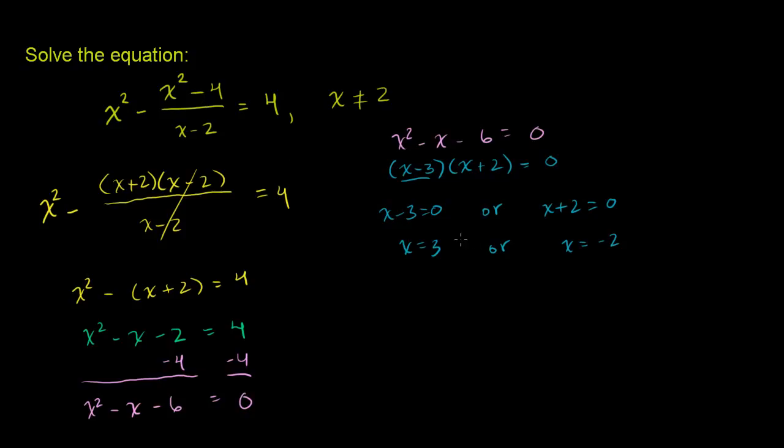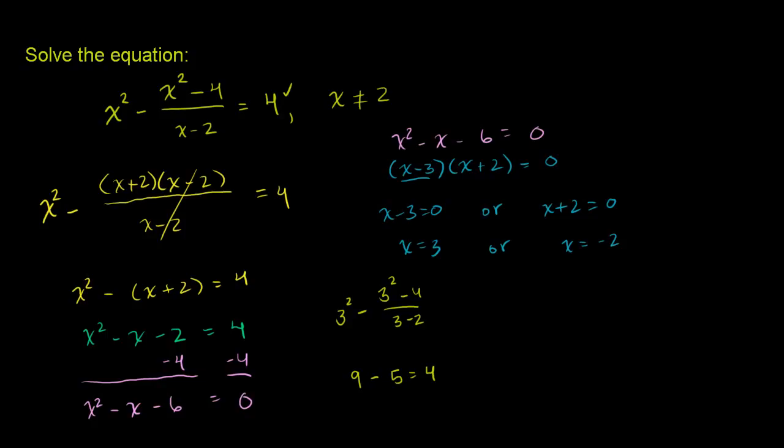Because these are solutions to essentially the situation where we got rid of the x minus 2, maybe it had some type of side effect. So let's just make sure that both of these actually work in the original equation. So let's try x is equal to 3 first. So you get 3 squared minus (3 squared minus 4) over (3 minus 2). So this is equal to 9 minus, 3 squared is 9 minus 4, which is 5, over 1. So 9 minus 5, which is equal to 4, which is exactly what we needed it to equal.